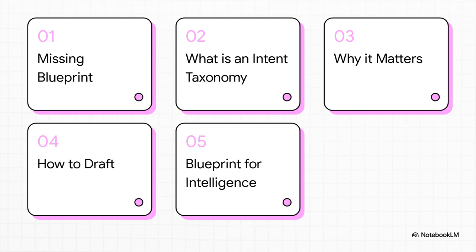So, here's our game plan. First, we'll nail down what an intent taxonomy even is, and why it's the missing blueprint for so many AIs. Then we're going to get into why this blueprint is such a big deal. After that, we'll roll up our sleeves and walk through exactly how to draft one yourself. And finally, we'll see how it all ties together to create something genuinely intelligent.